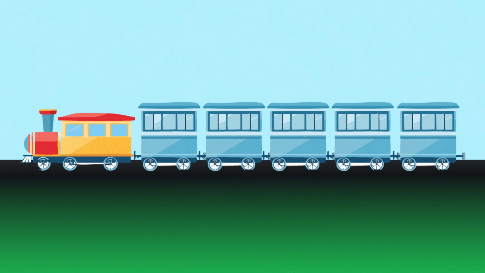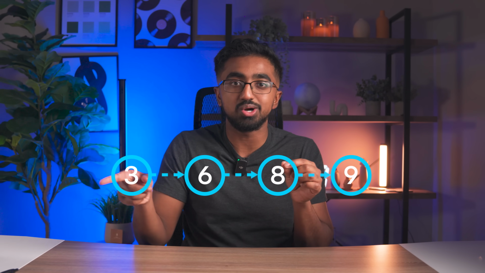The next data structure we're going to be talking about is the linked list. Think of a linked list like a train where each car is connected to the next one. If you want to reach a specific car, you can't just teleport to it. You have to start from the front and move through each car until you find the one that you need. In linked lists, each element is stored in a separate node, and each node contains both a value and a pointer to the next node in the sequence.